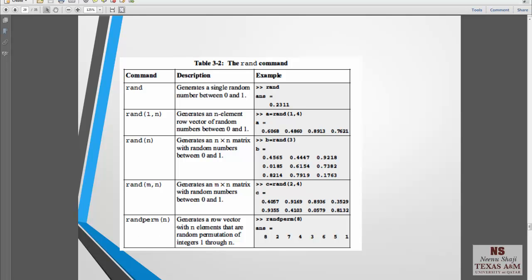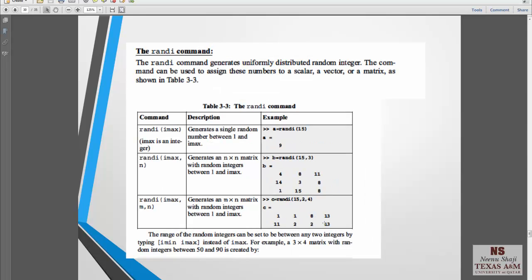Randperm of n generates a row vector with n elements that are a random permutation of integers 1 through n. So randperm of 8 gives you a random permutation of elements from 1 to 8 every time you run it. The randi command generates uniformly distributed random integers. The command can be used to assign these numbers to a scalar, a vector, or a matrix as shown in table 3.3.